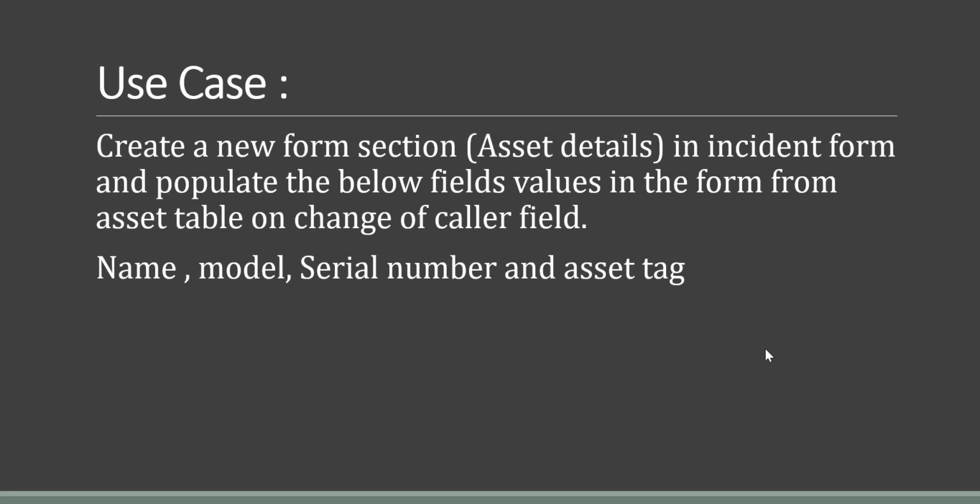So basically what we need to do is create one new form section in the incident form. The name will be asset details, and on changing of the color, if any asset is assigned to that particular color, then we have to populate the details of those assets which are stored in the asset table. So how will we do that? Let's go to the instance and try to implement it.